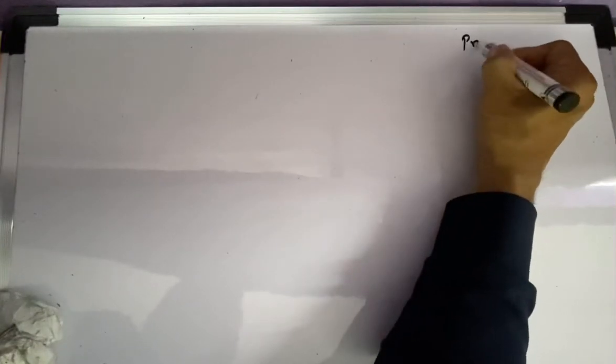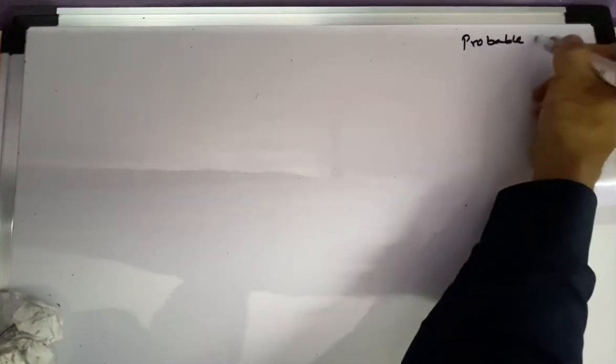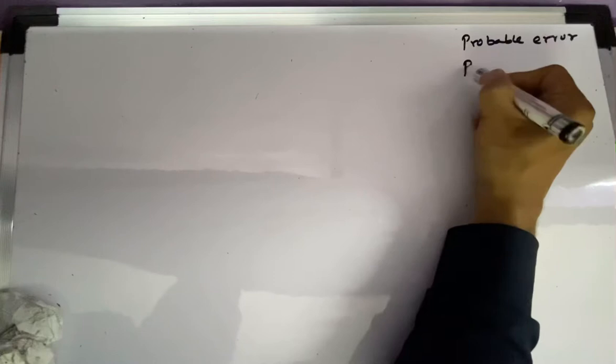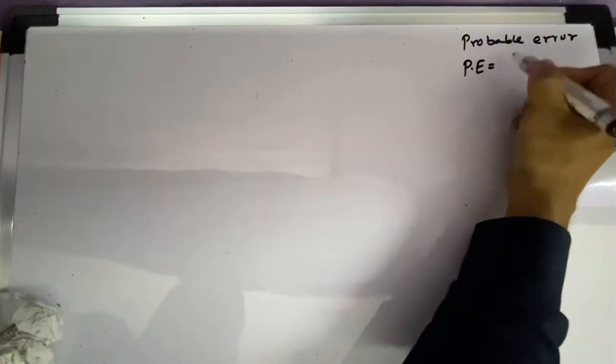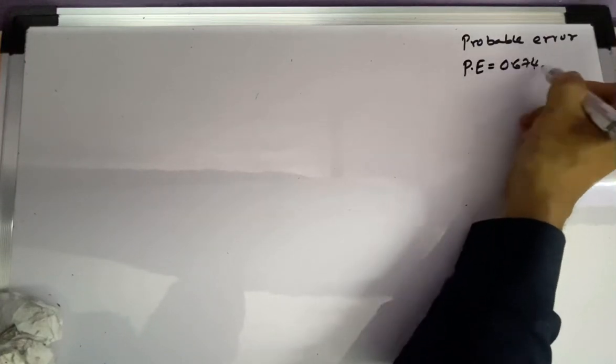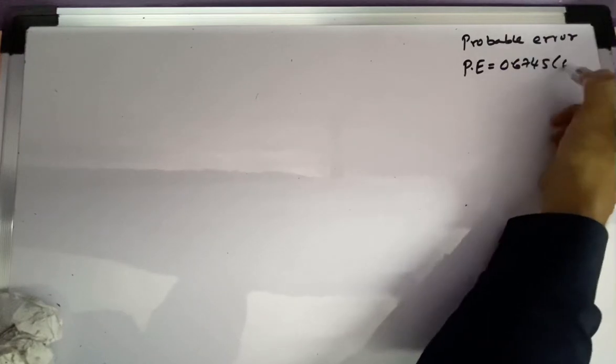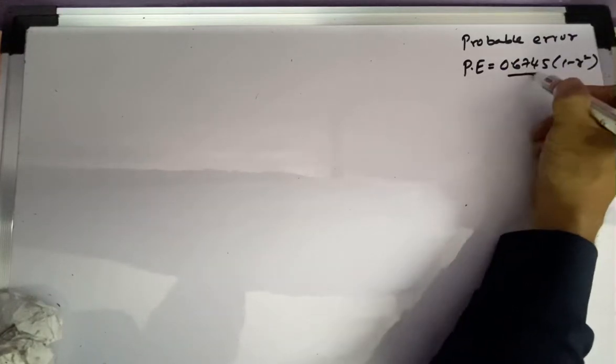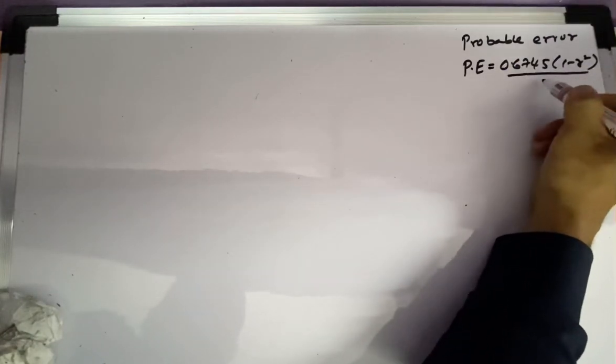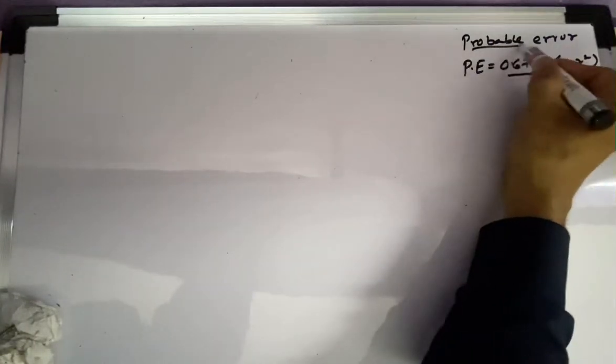Now, a few formulas you can remember. Probable error, P.E. Whenever we are finding probable error, you can use this one. Probable error equals 0.6745 into (1 minus r square) divided by root n.